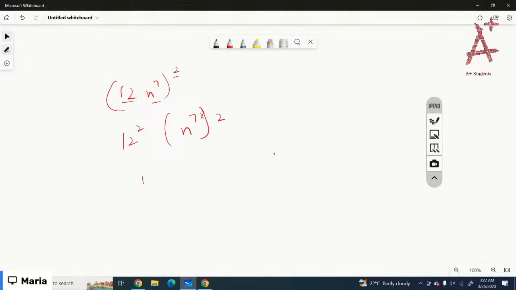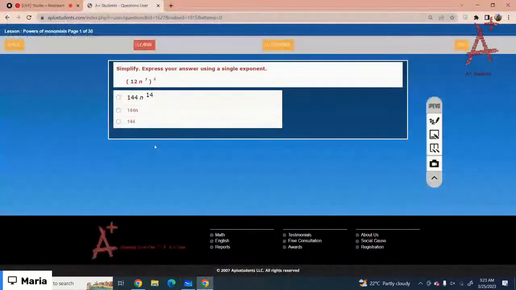12 exponent 2 is 144 and it would be n to the 7 times 2. Got it? 7 times 2 is 14, so it would be 144 n to the 14. Got it? The correct option is 144 n to the 14. Option number 1 is the correct option.